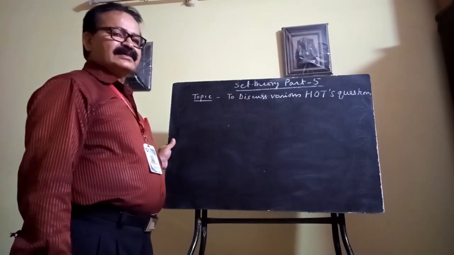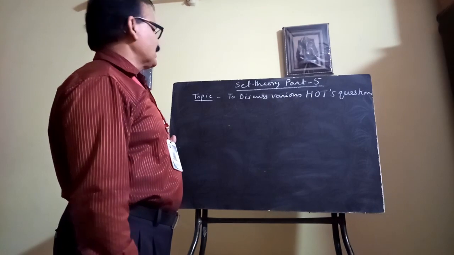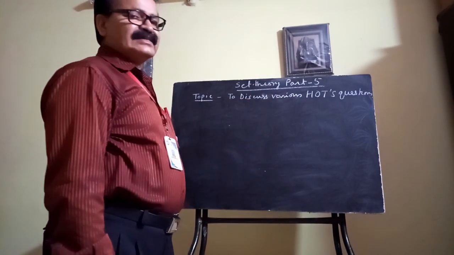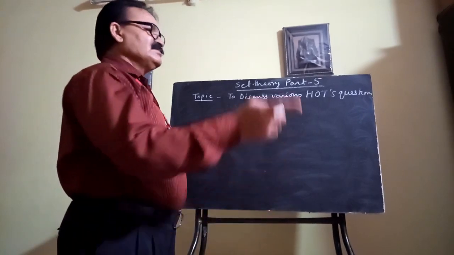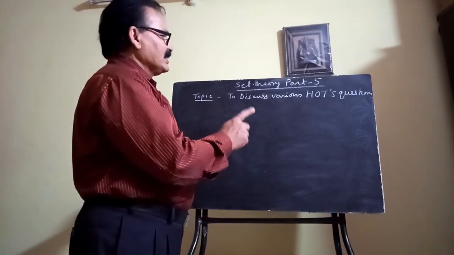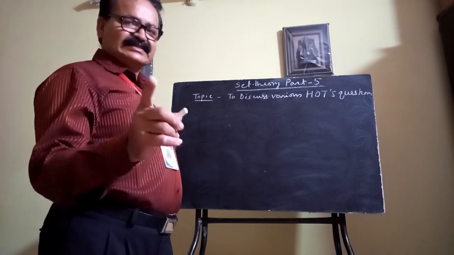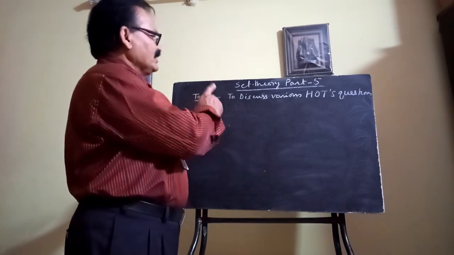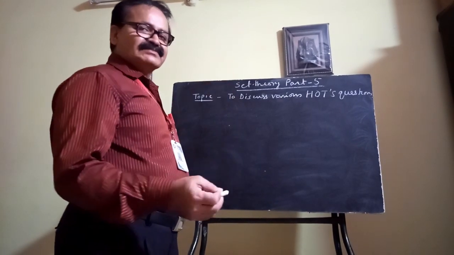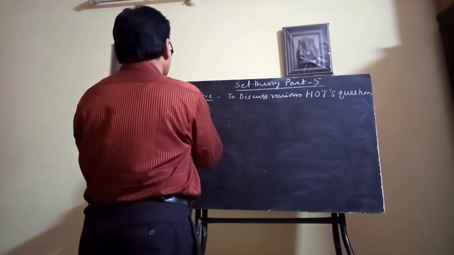Dear student, today our next part of this chapter, set theory part 5, our topic is to discuss various hot questions. Because in my last part 4, I had explained to you regarding the subset, proper subset, power set, etc. Here right now I will explain some very important questions. Let us see question number 1.